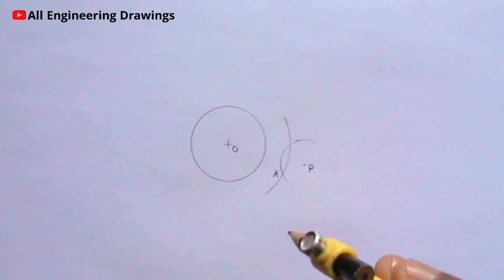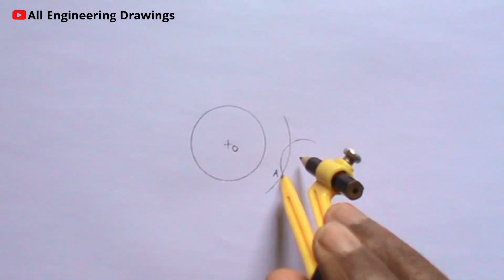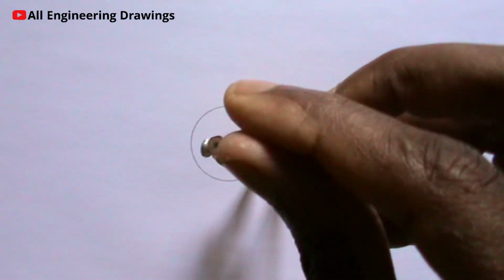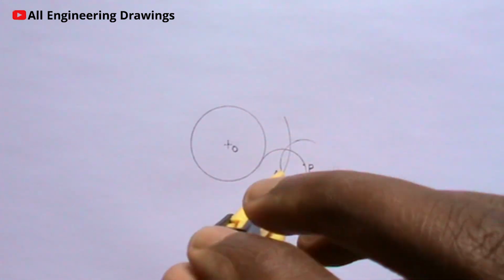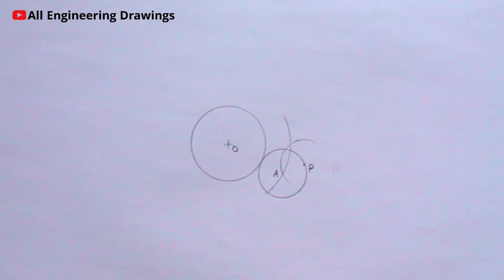Now place your compass on point A. Then adjust your compass in such a way that the pencil is on point P. Then draw your circle. If your construction is accurate, the circle will pass through point P and also touch the previous circle you drew. The drawing has been completed.